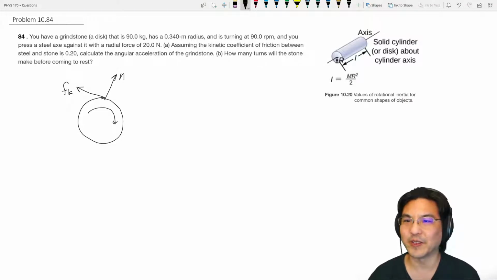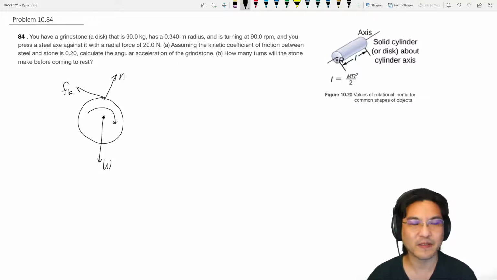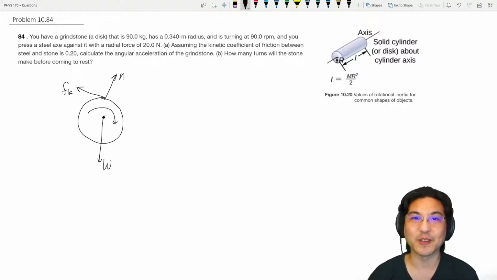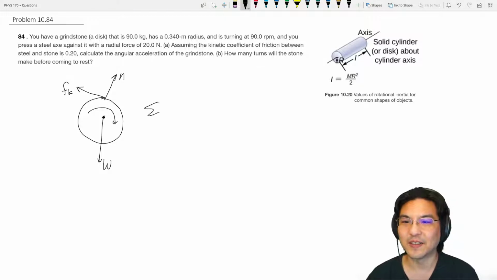And then the grindstone has weight, the weight of the grindstone. Okay, that looks like pretty much it. All right, so let's write Newton's law for rotation. Let's sum torque about somewhere.